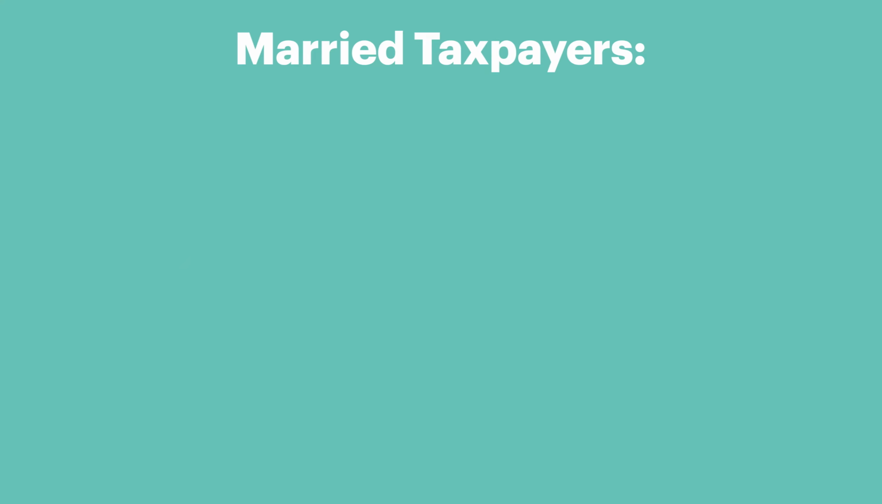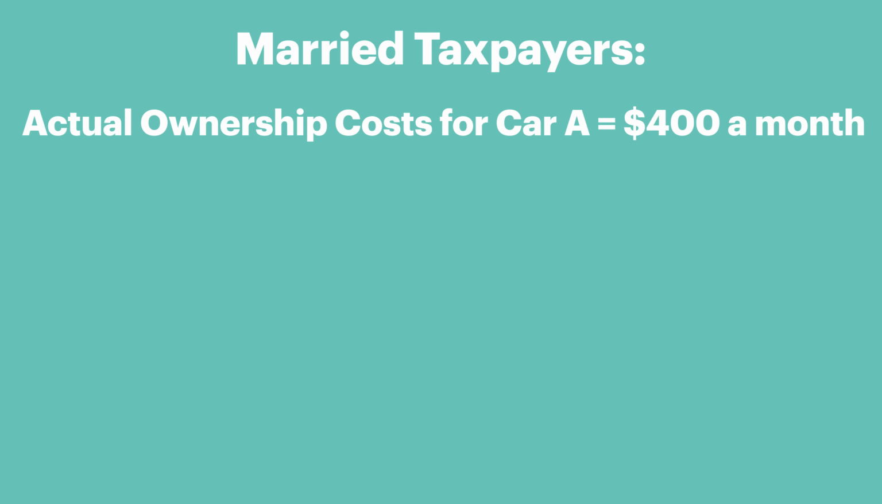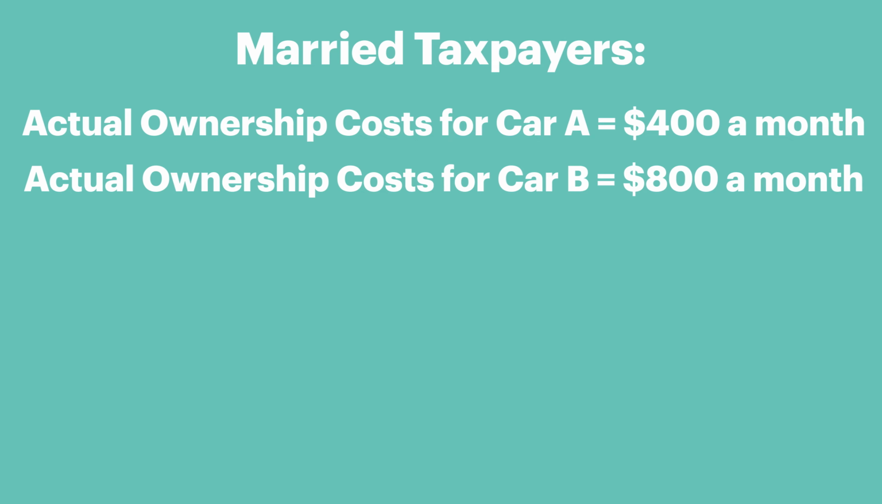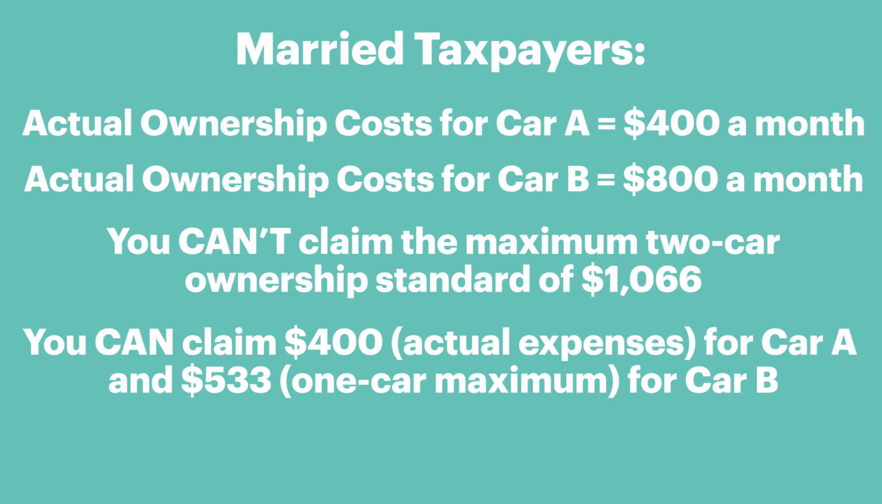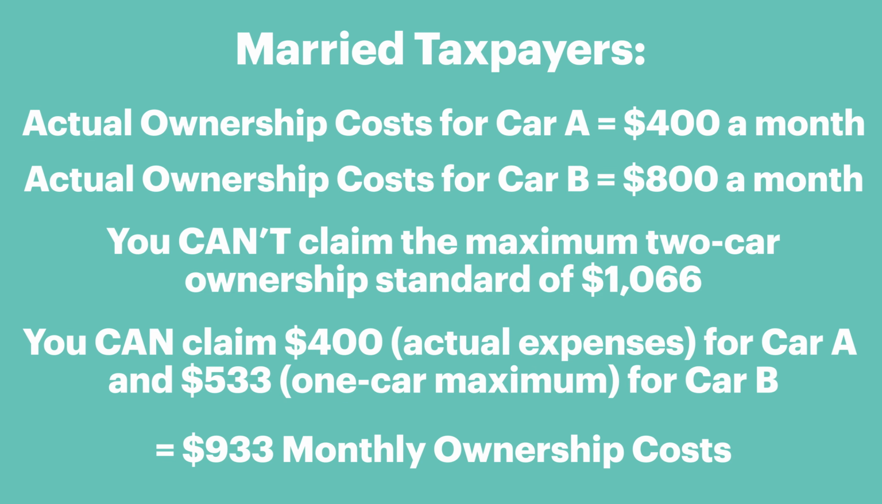For example, if you're married and your actual ownership costs for car A are $400 a month, and your ownership costs for car B are $800 a month, you can't claim the maximum 2-car ownership standard of $1,066 per month. You can claim $400, your actual expenses for car A, because the actual for car A is less than the local standard amount. And you can claim $533, which is the one car maximum for car B, because car B's actual expenses exceed the local standard amount, for a total of $933 in monthly ownership costs.